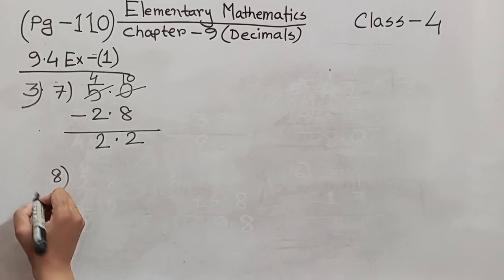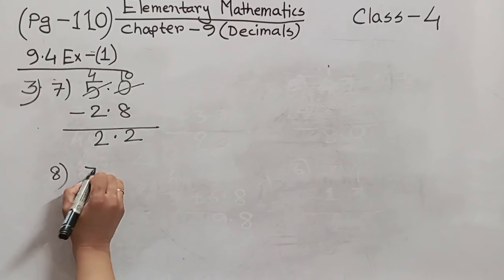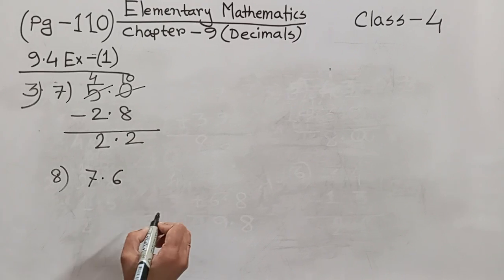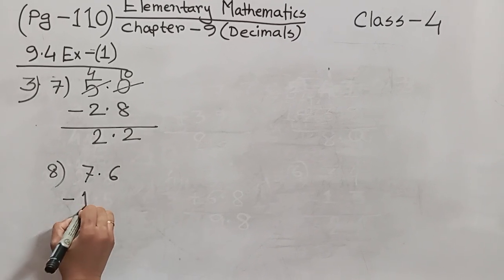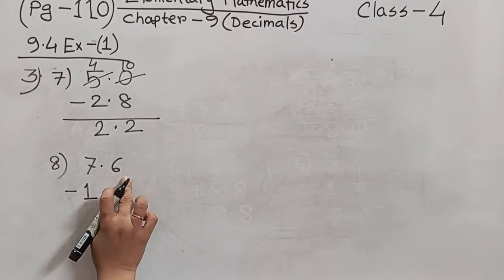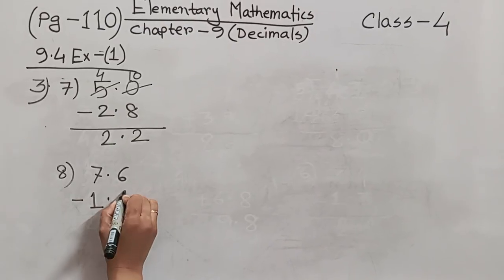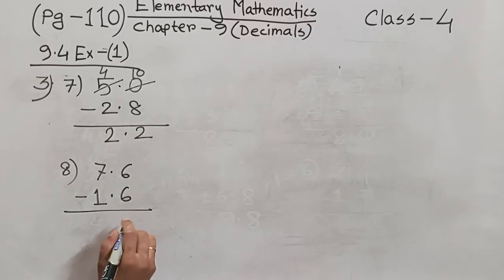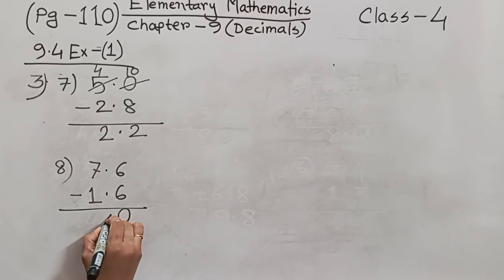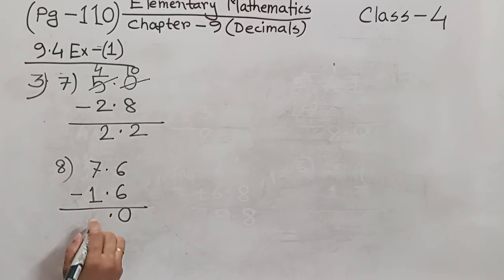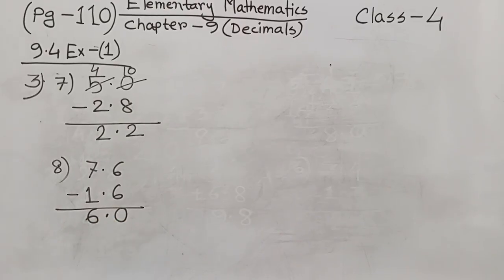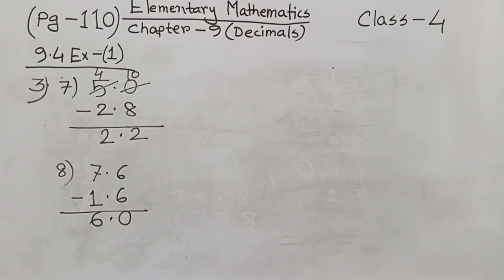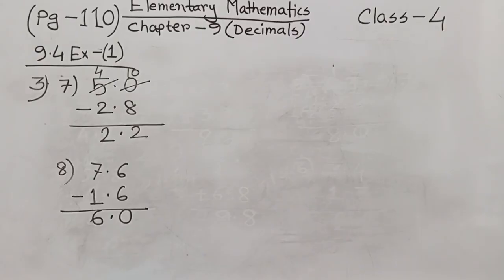Question number 8. 7.6 minus 1.6. 6 minus 6, 0. Decimal point, 7 minus 1, 6. So here the answer is 6.0.